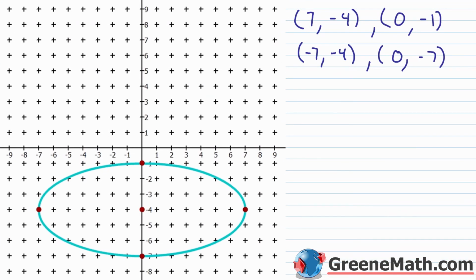So again, we're going to plot these 4 points. You have 7 comma negative 4. That's right here. And you have negative 7 comma negative 4. So that's right here. Again, in each case, from the center, we just moved 7 units to the right and 7 units to the left. Okay, so that's how we got there. Then we have 0 comma negative 1, and we have 0 comma negative 7. Again, from the center, we moved 3 units up and 3 units down. So let's go ahead and sketch the graph here. Okay, so again, not perfect, but you're just giving a general idea of what the ellipse would look like.